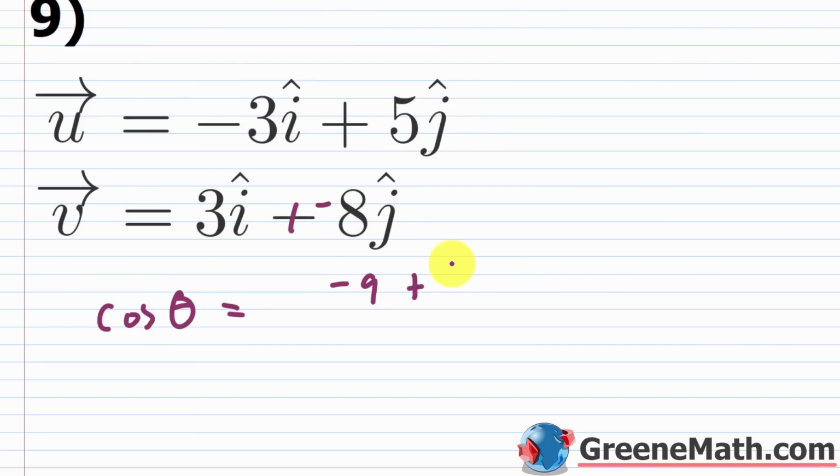Again, always take this sign with you. So 5 times -8 would be -40. So this right here would be -9 plus -40. That's going to be -49. So that's your dot product for u and v, those two vectors.